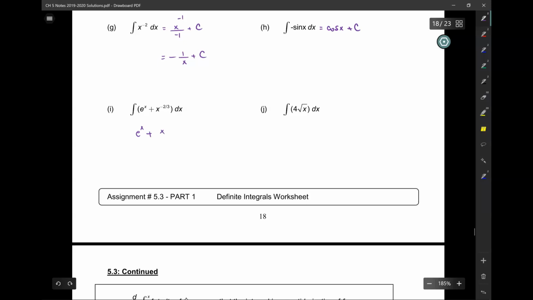This one, e to the x plus x to the power of negative 2/3 plus 1 is 1 over 3. Divided by 1 over 3 plus c. So this is e to the x plus 3x to the 1 over 3 plus c. It's so easy to get wrong.